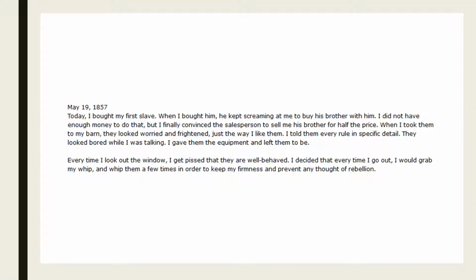So that was another primary source from a slave that experienced this event. And this is another point of view.